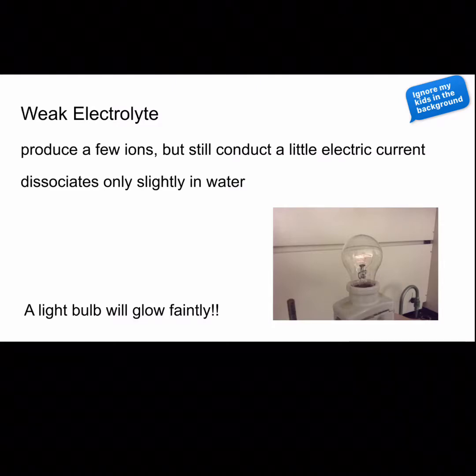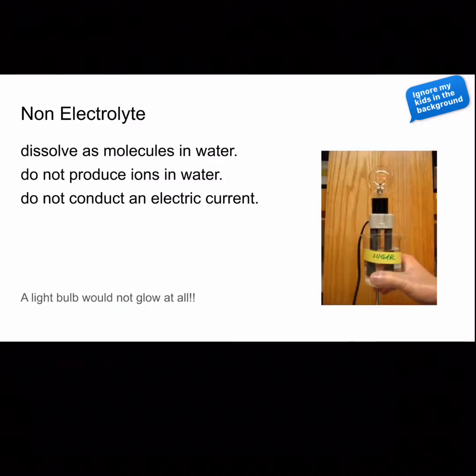A weak electrolyte produces very few ions. It still conducts a little bit of an electric current, just not as strong as the strong electrolyte. This dissociates in water only a very small amount. If you hooked it up to a light bulb, it would just glow pretty faintly. A non-electrolyte dissolves as molecules in water. It doesn't produce ions, so nothing's going to get split apart. And it does not conduct an electric current, so the light bulb would not glow at all.